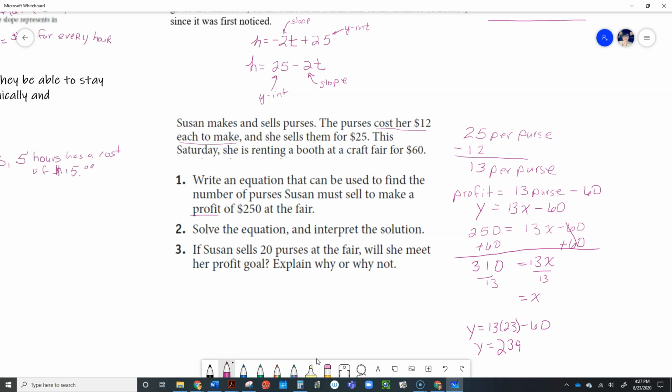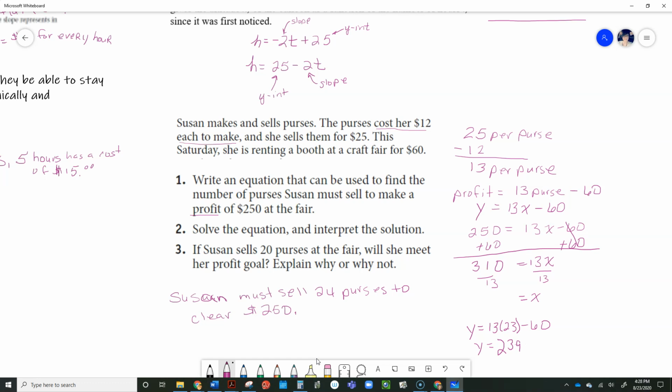So the solution is Susan must sell 24 purses to clear, and by clear I mean to make at least $250. She's going to make a little bit more than $250. If Susan sells 20 purses at the fair, will she meet her profit goal?